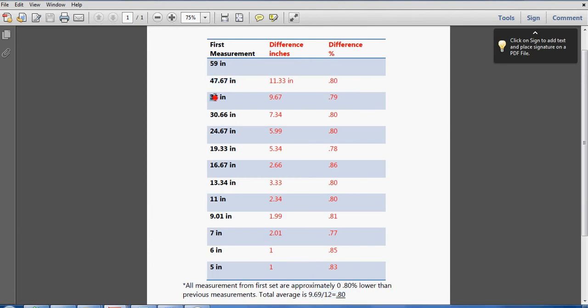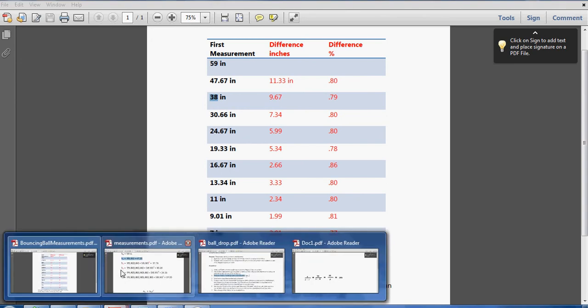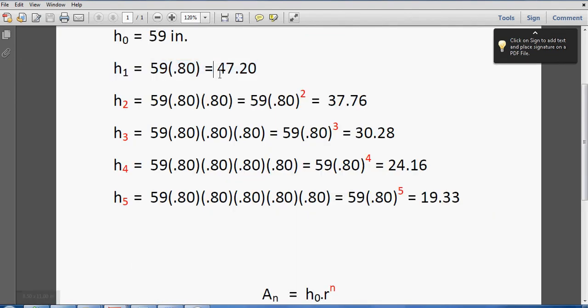The second rebound was 38 inches. Now, if you notice here, my first was 47.2. My second was 37.6. Very, very close to what I actually measured. So this is a really good estimation of the rebounds.